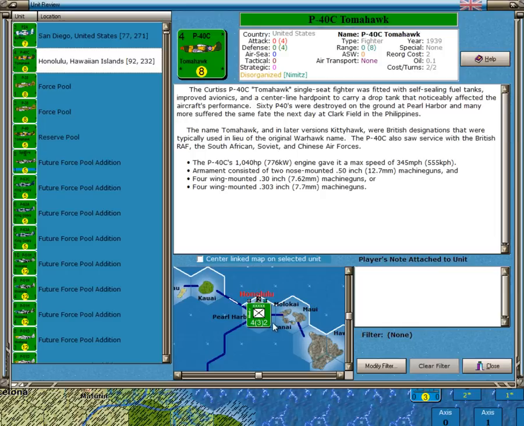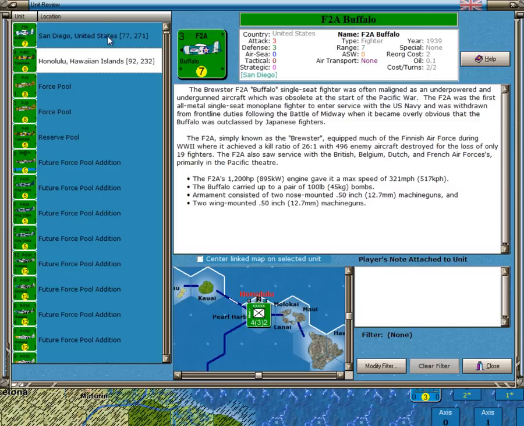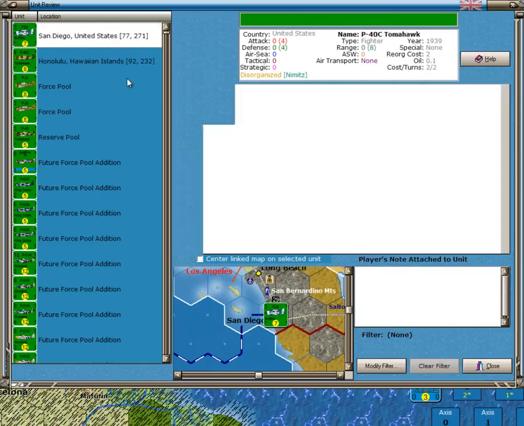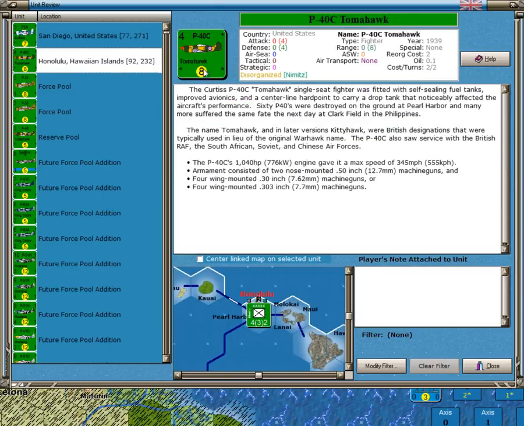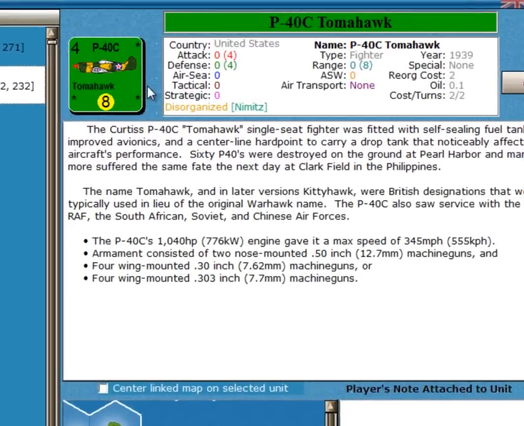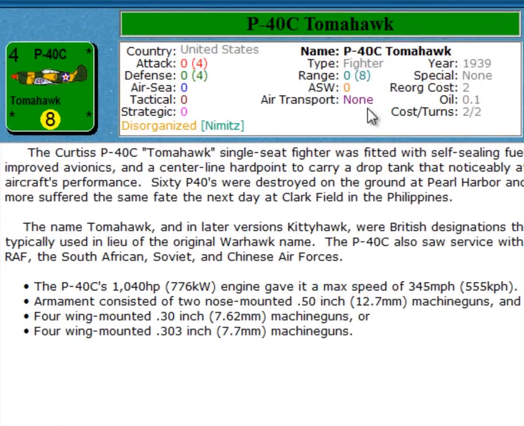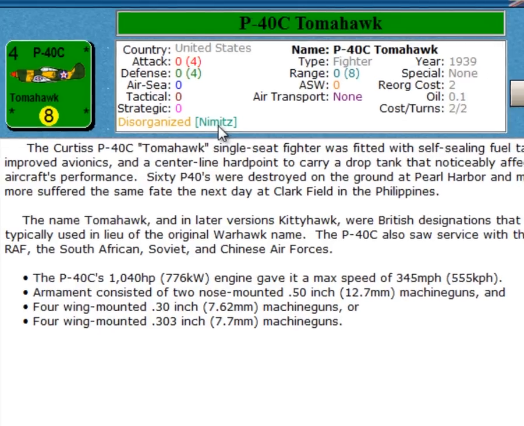You might notice that the map updates as I click on different units that are on the map. The insert map centers on that unit. If we look at this P40C, here is the largest image of it. We also have all the details on it, that it comes in 1939, how much it costs, how many turns. It's currently disorganized and it's sitting in Honolulu being supplied by Nimitz.